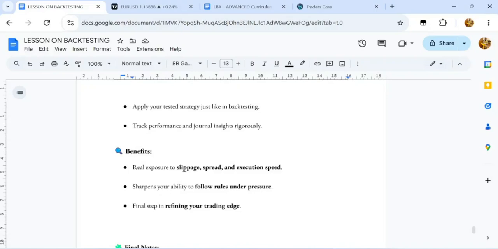And also execution speed. Some people used to test how to trade news. When you are doing it in your TradingView, in your markups, you just see everything is clear and you can just put it. But you don't know that in real life scenarios, when those news happen, most times the spread is wide. You cannot even use two pips and catch those news, right? So you feel all of those things now in forward testing. Very important. Yes, very important. So it sharpens your ability to follow rules under pressure.